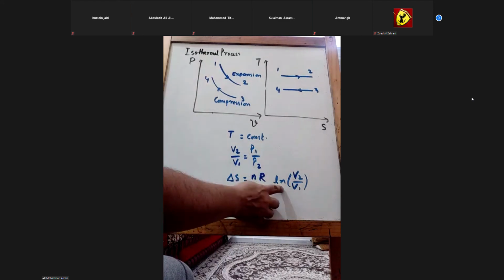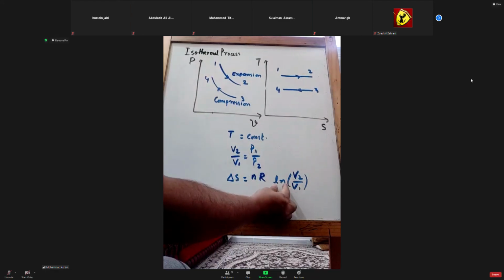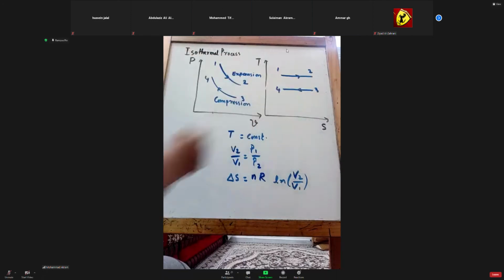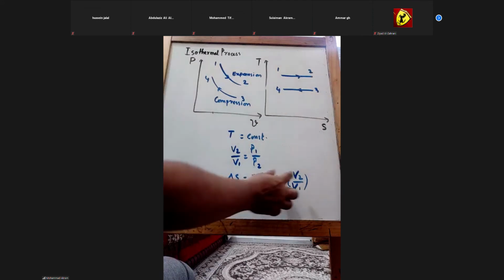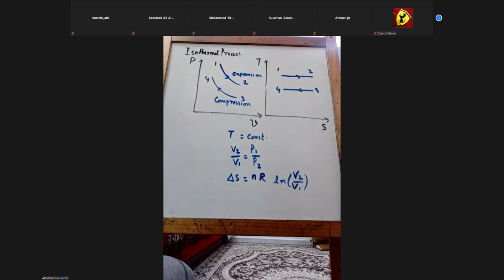I got your point: why, when we have the logarithm in the equation, is it a straight line? Yes, that's my point. Okay, I will explain that. Don't worry. But I don't have that equation as of now to explain that. Maybe in the next class, inshallah. Okay, so this is the isothermal process.